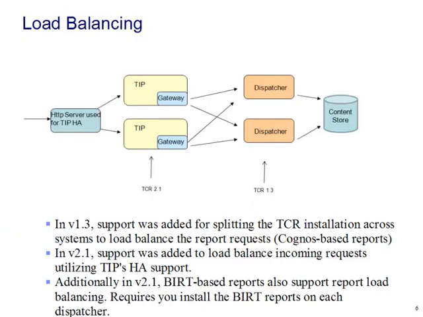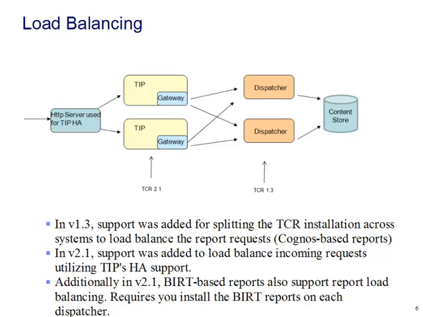Next, we'll talk about load balancing. So in TCR 1.3, the dispatcher portion of this load balancing setup was introduced. That gave you the ability to install multiple report engines that take requests from a single gateway. So you'd have one console. When the report requests come in, they get dispatched to the multiple back-end engines, and that runs the appropriate report. And that was for Cognos-based reports in 1.3.